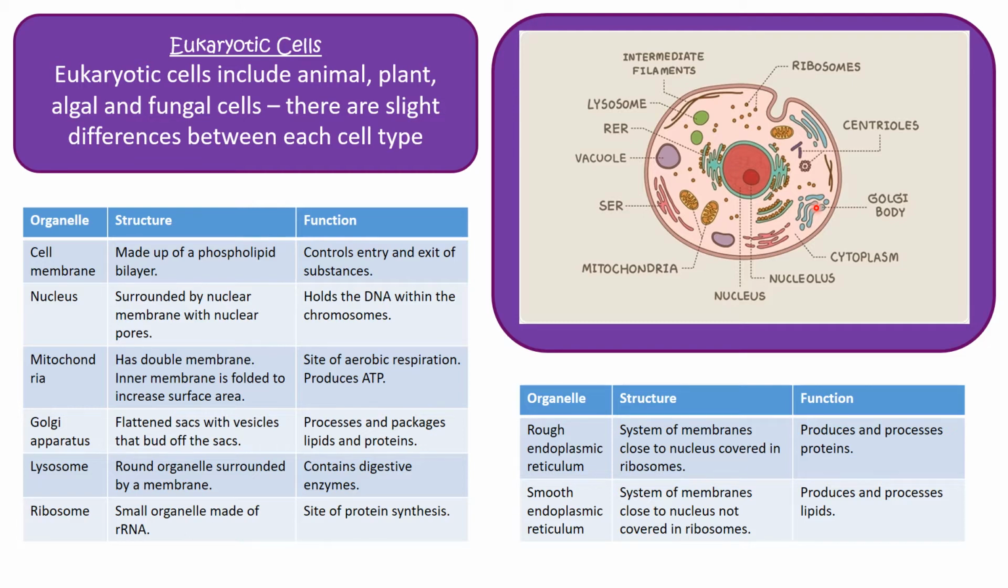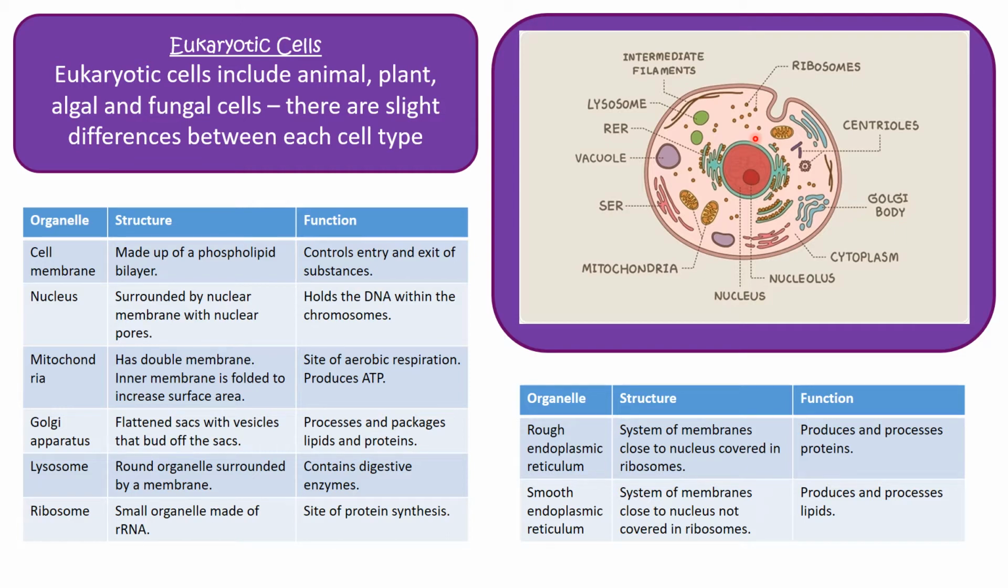The nucleus, you can see in the middle here, the red bit. The nucleus is surrounded by a nuclear membrane, and this nuclear membrane has nuclear pores, which allow things such as mRNA to move in and out of the nucleus. This middle part, the nucleolus, is where you find most of the genetic material, and this always stains darker when you stain a cell and look at it. The function of the nucleus is to hold the DNA within the chromosomes.